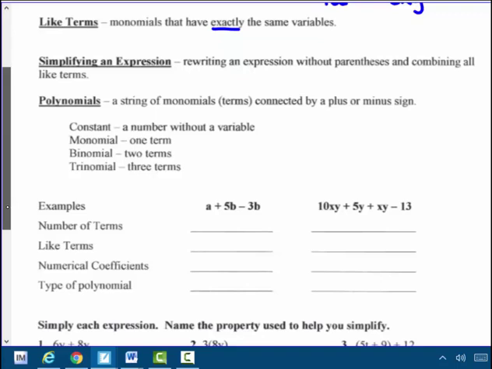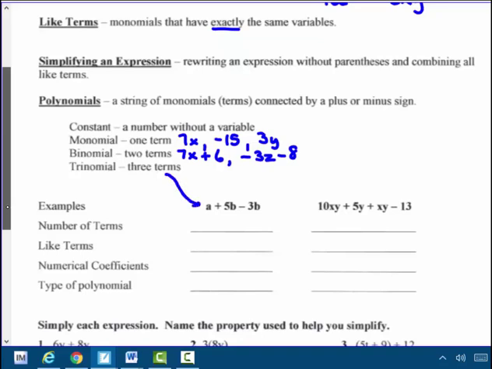Binomial has two terms in it, and a trinomial has three terms. So a monomial could be something like 7x, or it could be negative 15. It could be just a constant number, or it could be 3y. A binomial is something that has two terms that are not like, 7x plus 6, or negative 3z minus 8. And a trinomial, which we saw in the last presentation, is similar to this one right here.